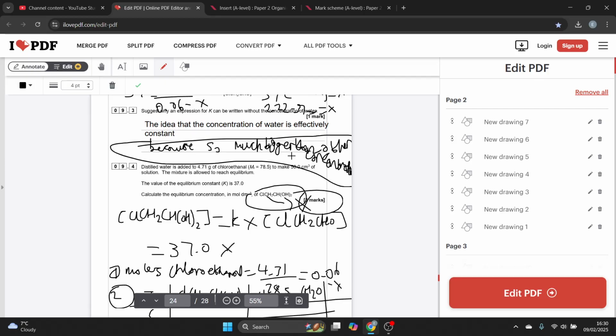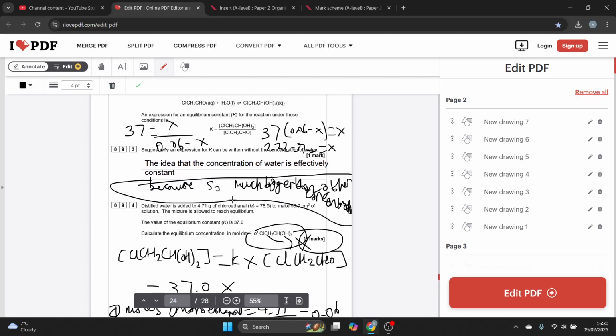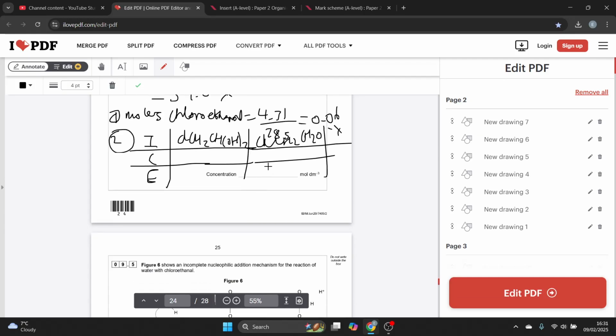Therefore x equals 2.22 divided by 38, 0.05842, but that's not the final answer, because remember, I want to find out the concentration, so I do need to divide the moles by the volume, because concentration is moles divided by the volume, which is 50 times by 10 to the power minus 3, and then I get 1.17.